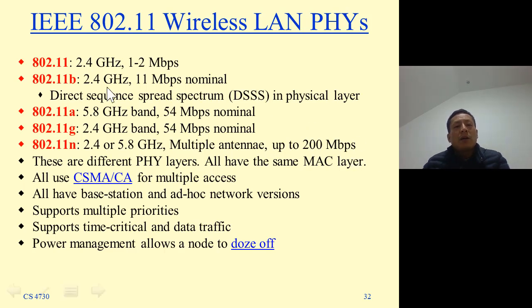So these are all different physical layer specifications, what kind of frequency you are using for modulation. But for the MAC layer, they are all the same for all the Wi-Fi. Okay, they just have different protocols suited to accommodate different physical layer parameters. For the MAC layer, they all have to use CSMA/CA.